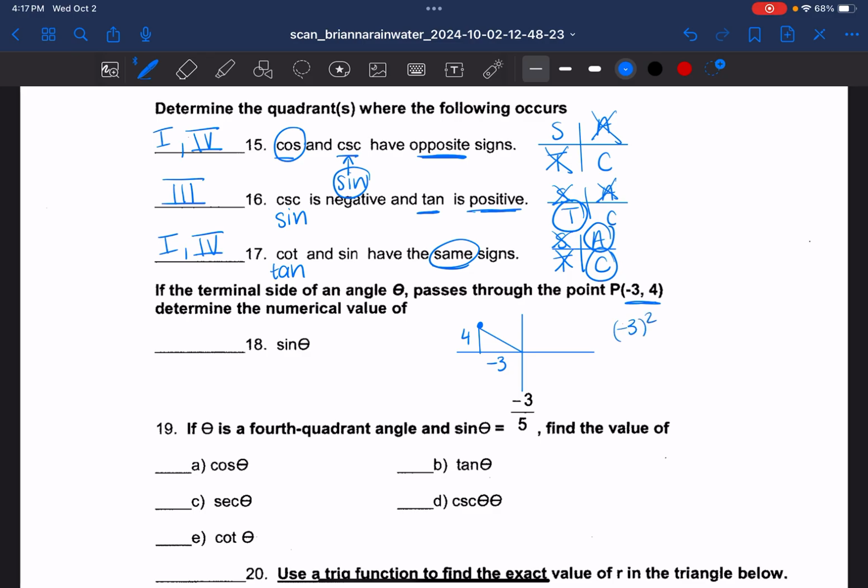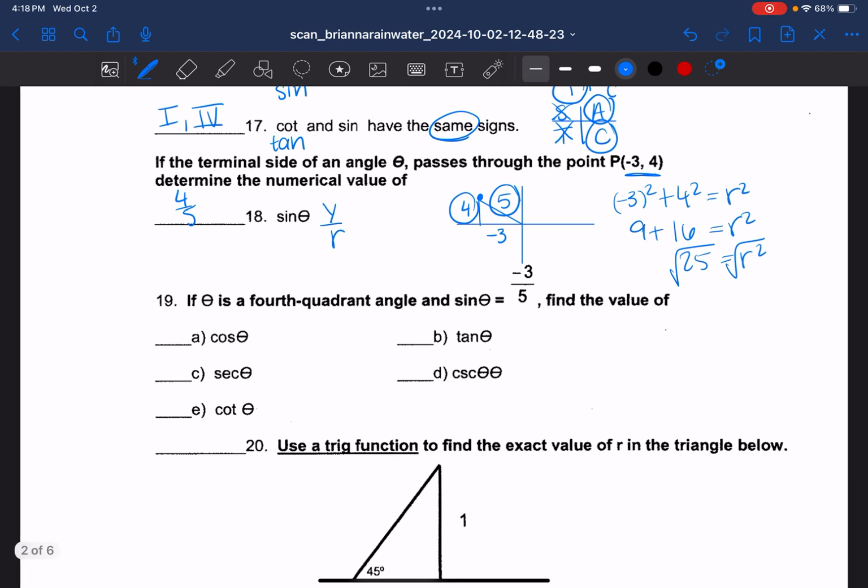So I got -3 squared plus 4 squared equals my r squared. So that's 9 plus 16, which is 25. And then we take the square root, and we get our missing side to be 5. And they ask for sine, which is y over r, so that would be 4 over 5.